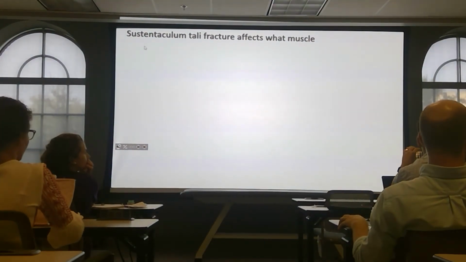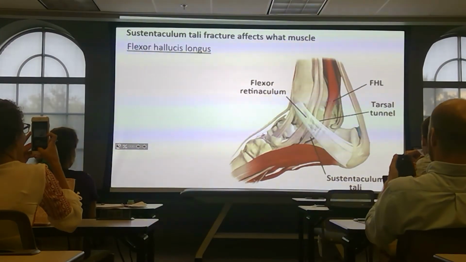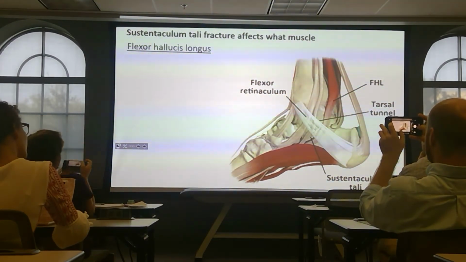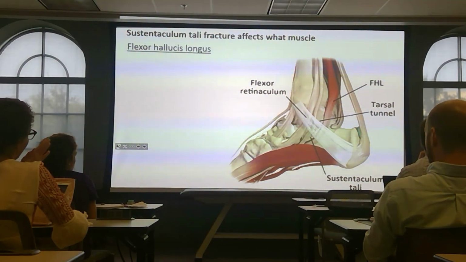Sustentaculum tali, that's that shelf-like feature. A fracture is going to affect which muscle? Close enough, but it's the flexor hallucis longus. It comes underneath that sustentaculum and gets tucked underneath there, and so when you have a fracture there, you're going to have problems.